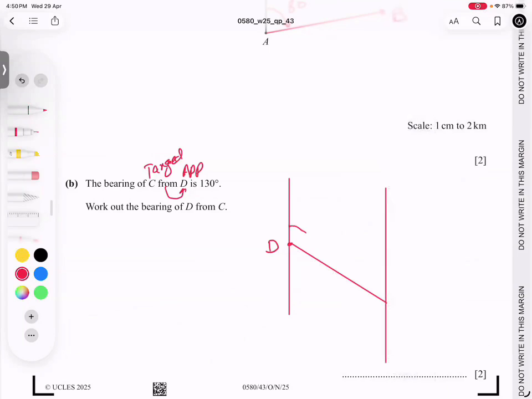So this is 130 degrees. How come? Let me explain again. Because it is more than 90 degrees, and this faces towards north and this faces towards north. C from D, so this is the letter C. Now he's asking to find the bearing of D from C. Now apply rules at C, and the target is D now.